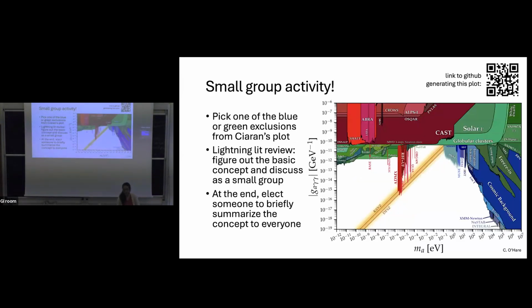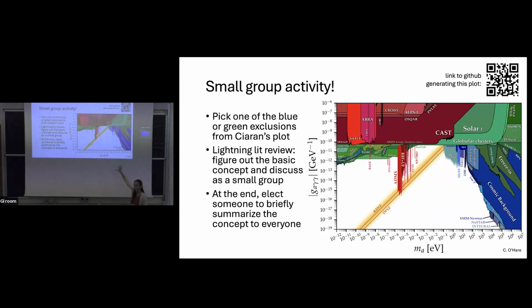And now I want to go to a little activity portion because it's the afternoon and I think it's good to get people talking. So there are way more blobs on here than I can tell you about. So I figured it'd be nice if we could break up into small groups and do a sort of lightning lit review where you pick a blob, figure out what it's about, understand a little bit more about how they are actually making this exclusion, and then we'll come back after a little while and the different groups can report back.